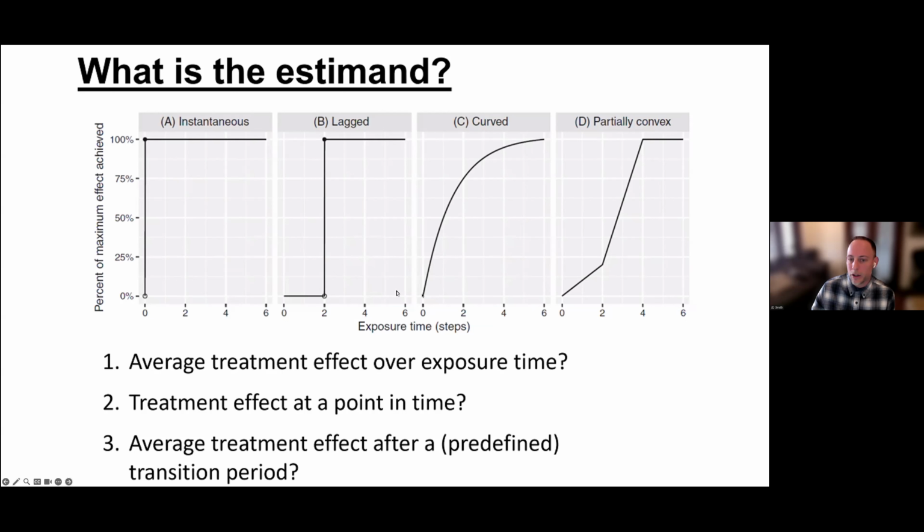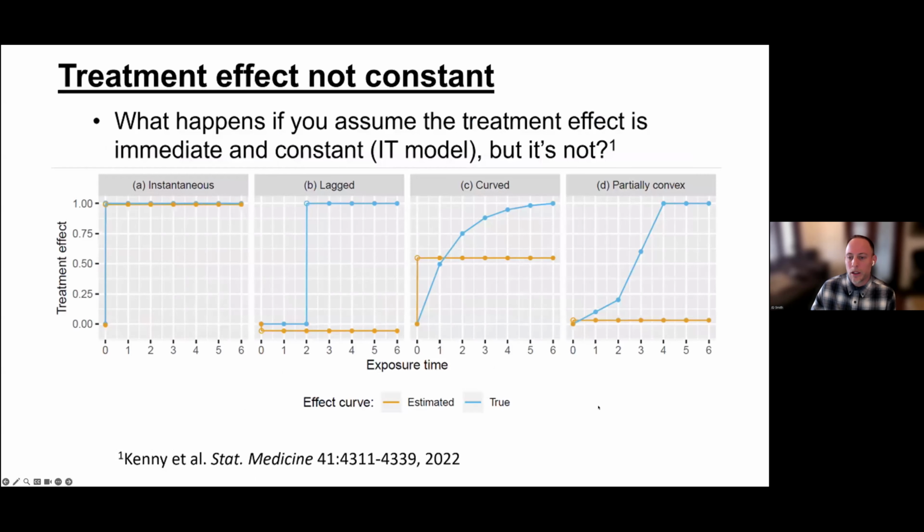You also have a curved effect where the effect itself begins almost immediately, but it takes quite a while for it to actually get to its maximum effect. And so you can model this underlying curved effect. And then you also have a very similar, what's called a partially convex model, which just shows varying rates of effect over time.